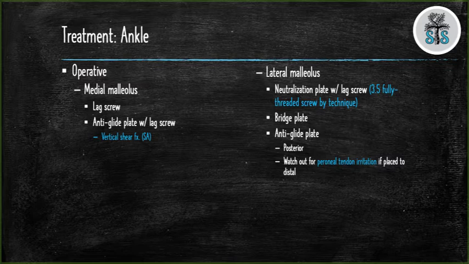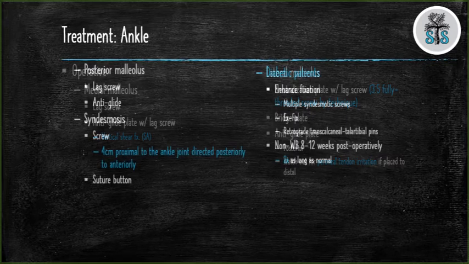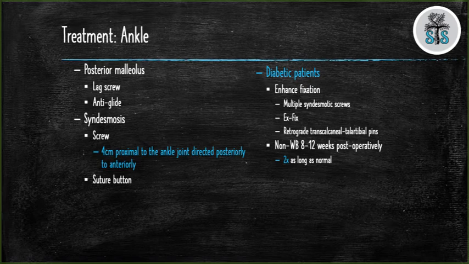In addition, you can use an antiglide plate, which is placed posteriorly. You need to be careful when placing your antiglide plate posteriorly, as if you place the plate too distally, it can cause peroneal tendon irritation. The posterior malleolus fracture can be fixed with a lag screw or antiglide plate.